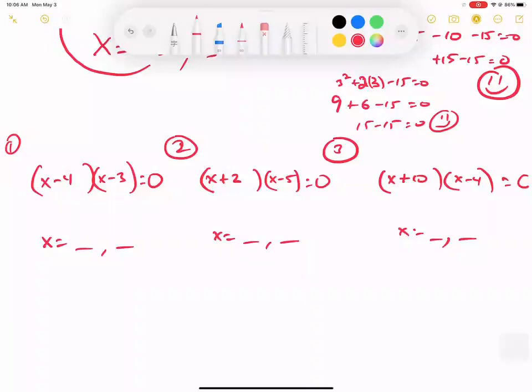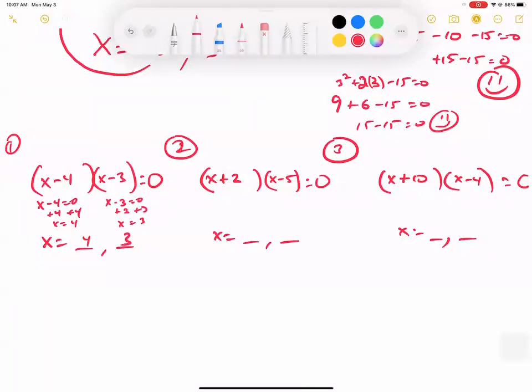What would work with x plus 2 and x minus 5? What x value would cancel out a plus 2? What number would cancel out a minus 5? X plus 10, what would cancel out a plus 10? What would cancel out a minus 4? So if you want, we can write it, and we see it's always the opposite operation. X minus 4 equals 0, so x equals 4. X minus 3 is equal to 0. The opposite of minus 3 is plus 3.